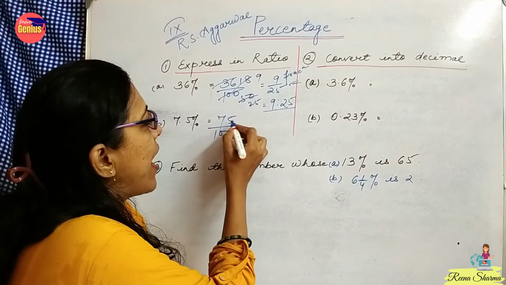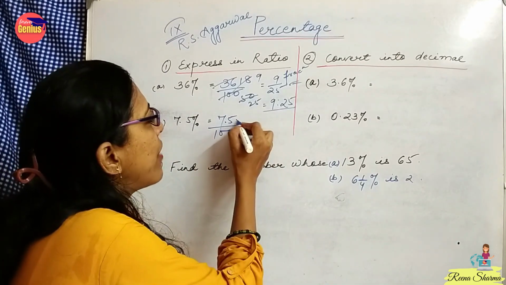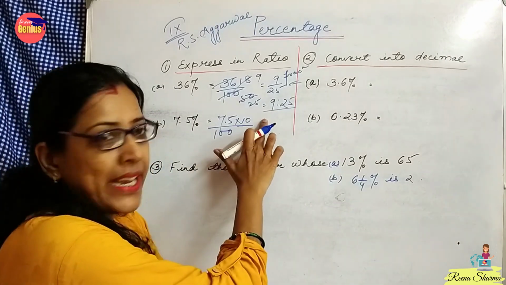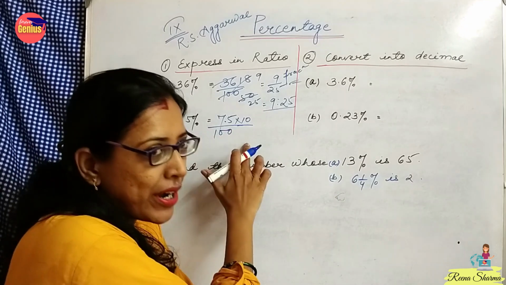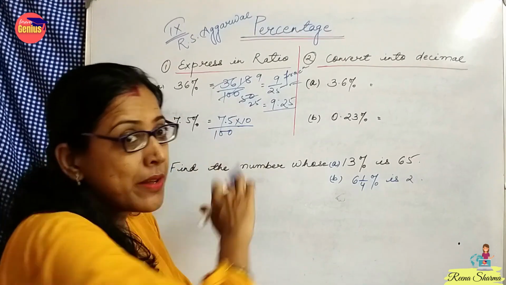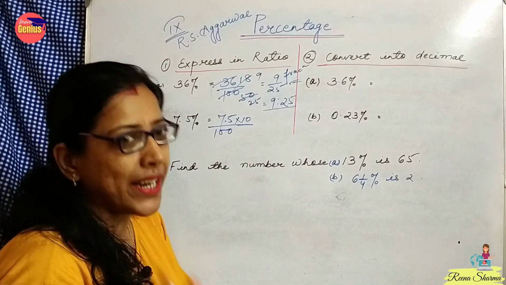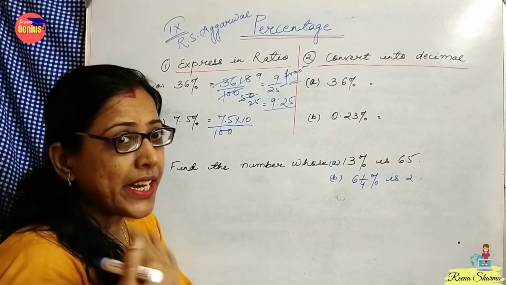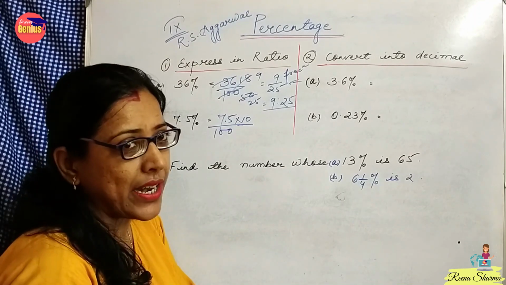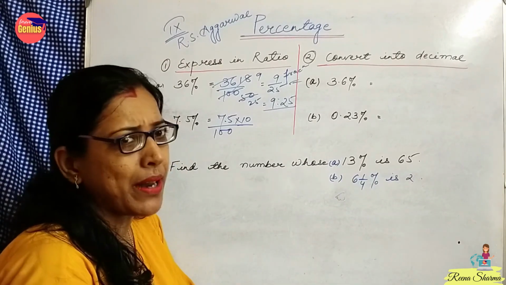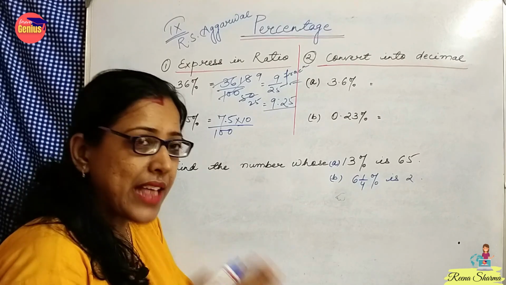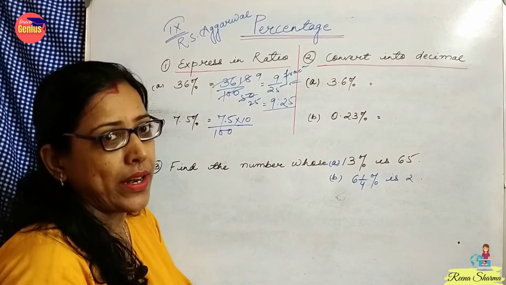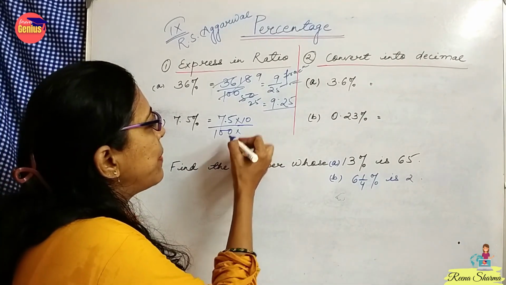How to remove this point? After the point there is 1 digit, so I will multiply by 10. But a lot of times we forget to multiply it in the denominator. In the case of fractions, we have learned equivalent fractions: when we convert any fraction into an equivalent one, whatever number we multiply in the numerator will be multiplied in the denominator as well, so that it is equivalent. So I will multiply here also by 10.